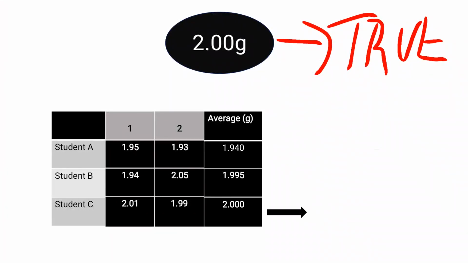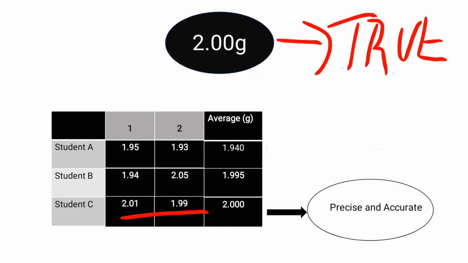Whereas student C values we can conclude as accurate and at the same time precise. These two values are precise. They are nearly equal to each other, whereas the average value is exactly matching with the true value. This is what accuracy and precision mean.